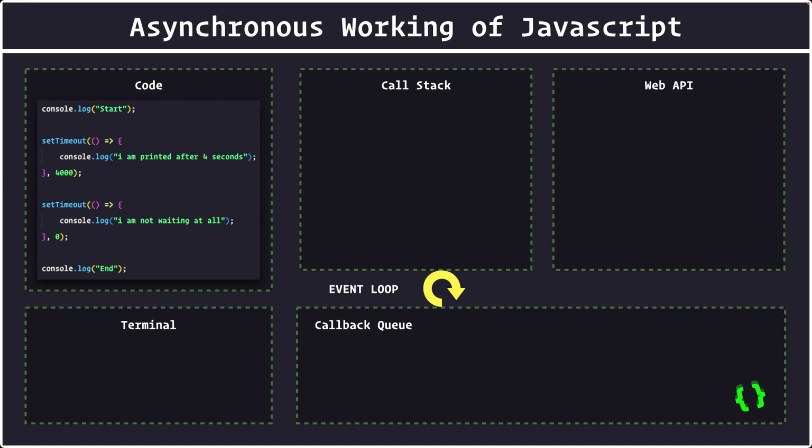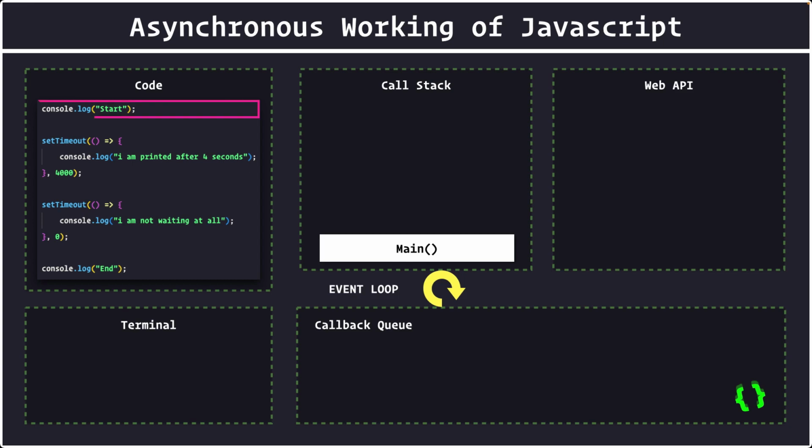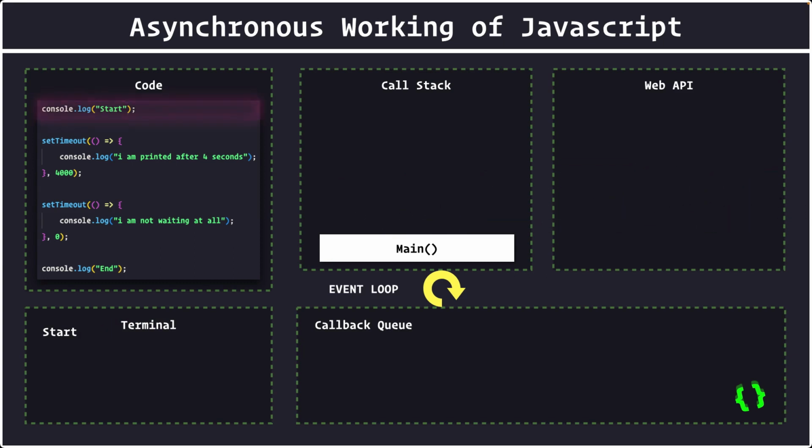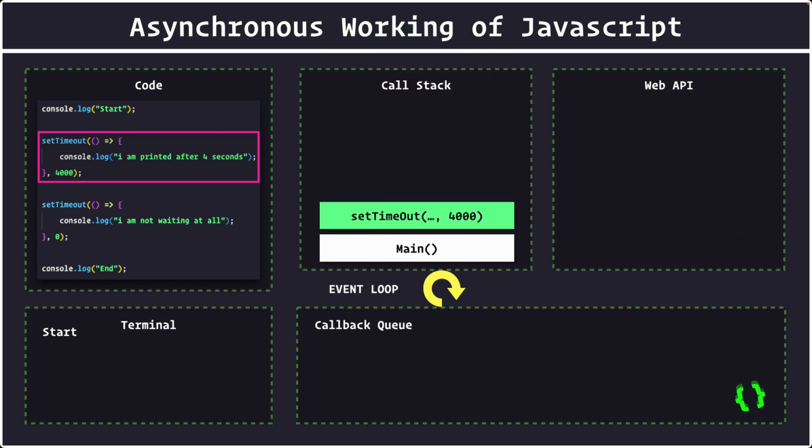Now, like our other synchronous example, the first thing that happens is main is added to the call stack, which starts the execution of our program. On line 1 we have a log call, so the log is added to the call stack, we get the output in the console, and then it gets popped off the stack. Next we move to the set timeout function. Set timeout is clearly a function, so again something new gets pushed onto the call stack.